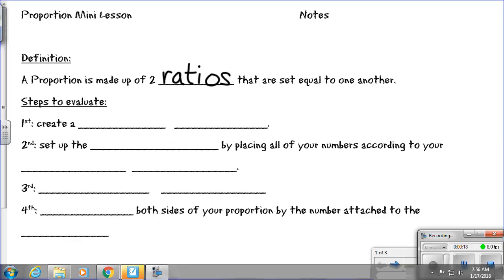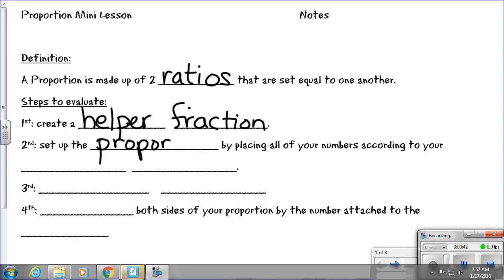Okay, so tomorrow is when you will need these parts here. First, you will create a helper fraction. You'll understand what that means tomorrow, but I'm just going to give you the notes today. Helper fraction is going to be two little letters, this over this. It's just going to help you set everything up. Second step, set up the proportion by placing all of your numbers according to your helper fraction. That's why it's called a helper. It's going to guide you in your setup process.